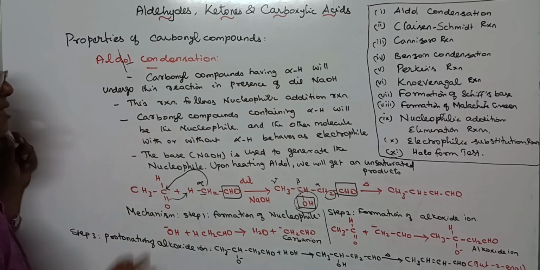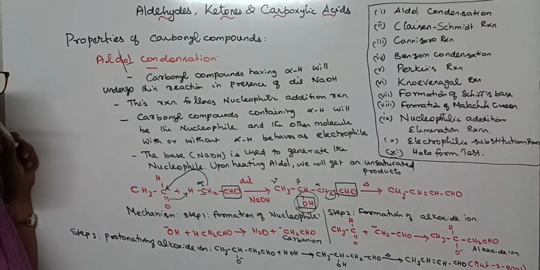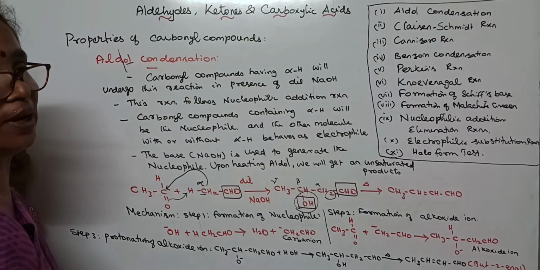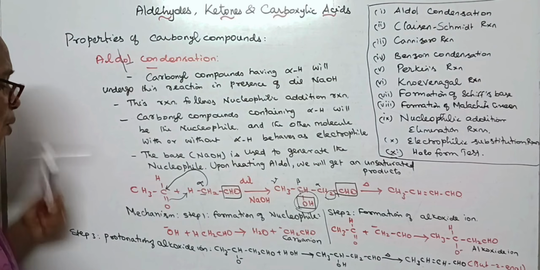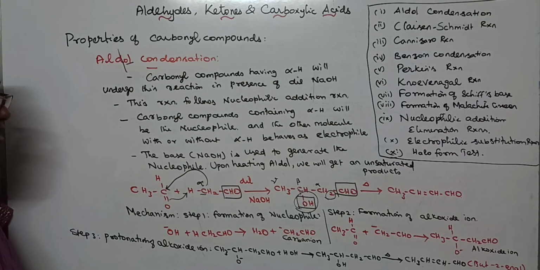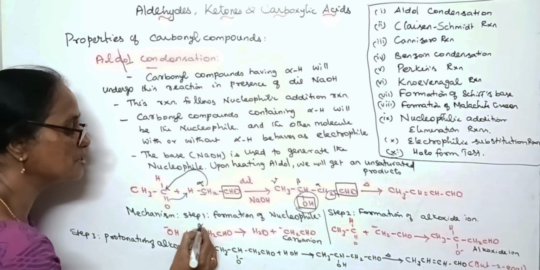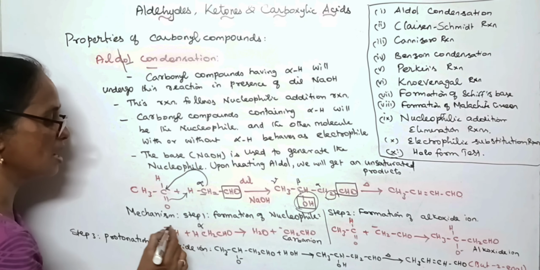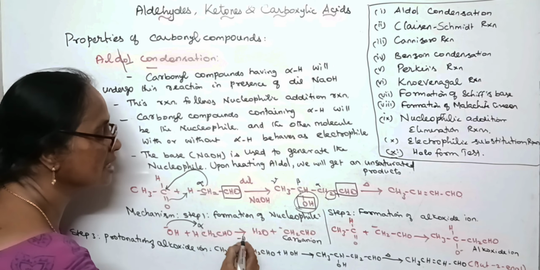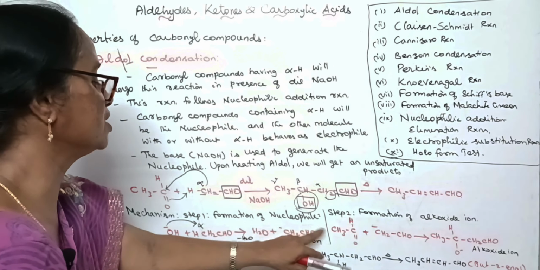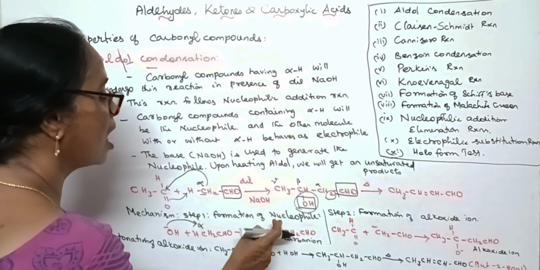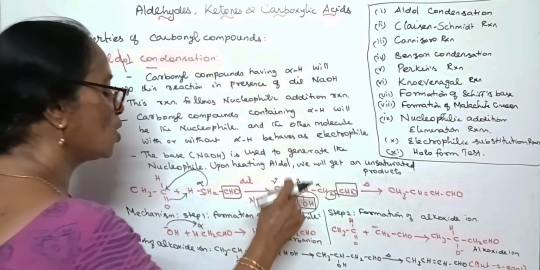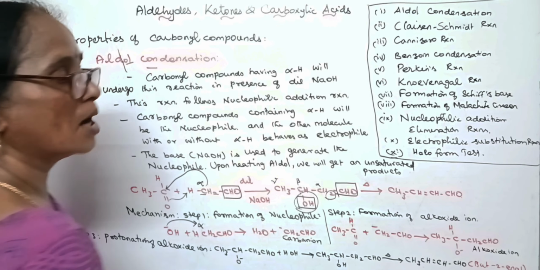So let us discuss the mechanism involved in the reaction. The first step, what I told you, is the generation of the nucleophile. The nucleophile can be generated only in presence of a dilute base, a base that provides OH minus ion. This OH minus abstracts the proton from the alpha carbon, where we will get minus H2O and CH2CHO. Here the carbon carries the negative charge. So it is a nucleophile as well as a carbanion.